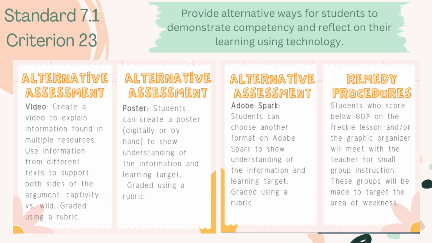Students were also offered alternative assessment opportunities. Some of these alternative assessments included a video, a poster, or another form of Adobe Spark. Each one of these had a graded rubric that went along with it. The video could be a video to explain the information found in the multiple sources. They could create this poster digitally or by hand to show understanding of the learning target. Or they could choose a different platform such as a website or a slideshow through Adobe Spark.